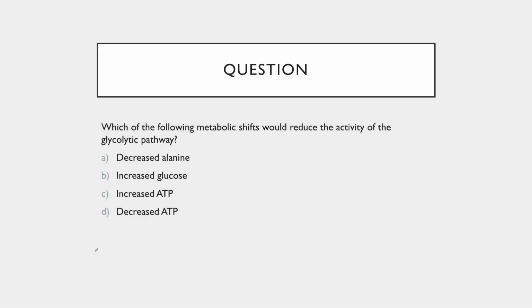So based on what we know about metabolic shifts, which of the following would reduce the activity of the glycolytic pathway? Decreased alanine, increased glucose, increased ATP, or decreased ATP? The correct answer here is increased ATP.